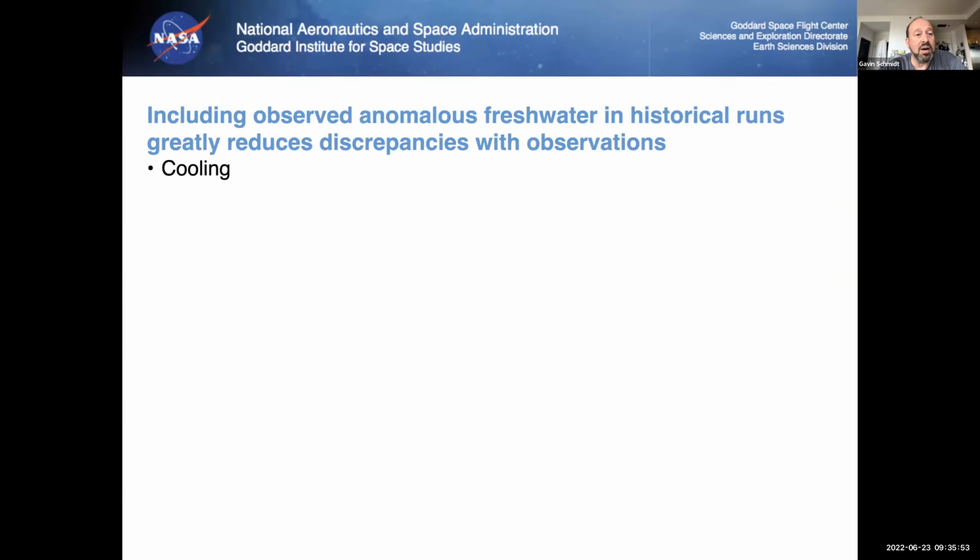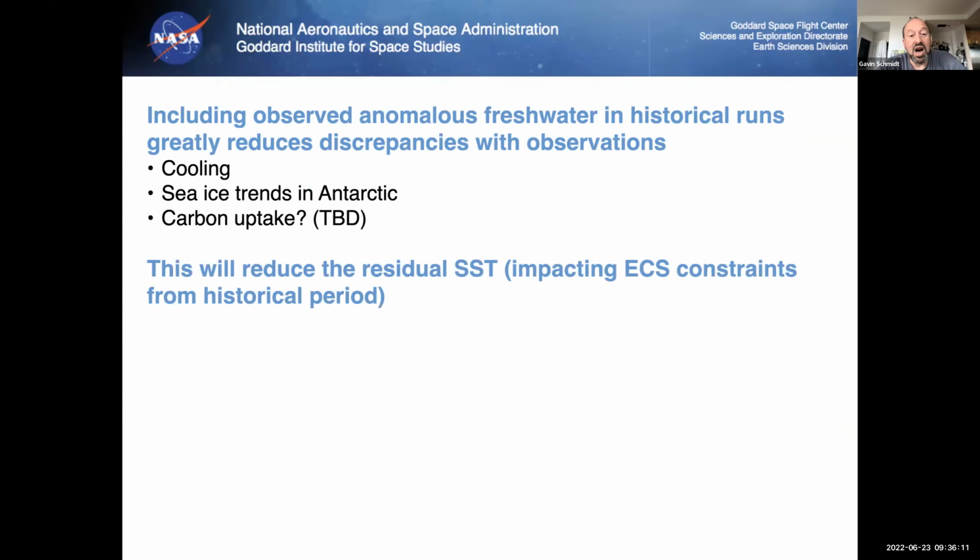So let me just summarize. Including observed anomalous freshwater in historical runs greatly reduces the discrepancies with observations in the Southern Ocean. It produces cooling, it improves the sea ice trends, and I think we haven't finished these runs, but it's going to improve the carbon uptake estimates. This both reduces the residual SST that you have to explain from looking at pattern effects and the like, which will impact ECS constraints from the historical period.